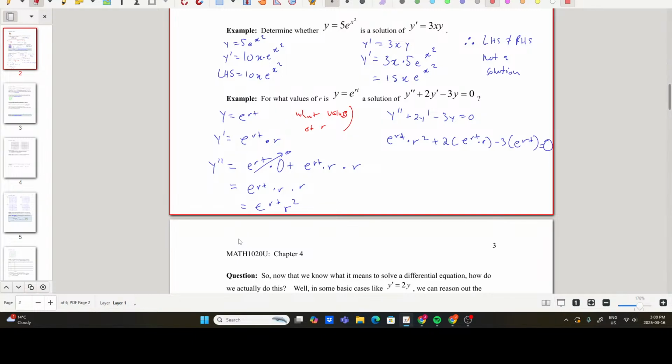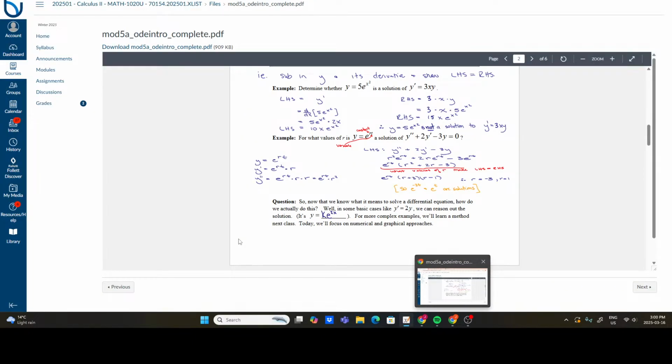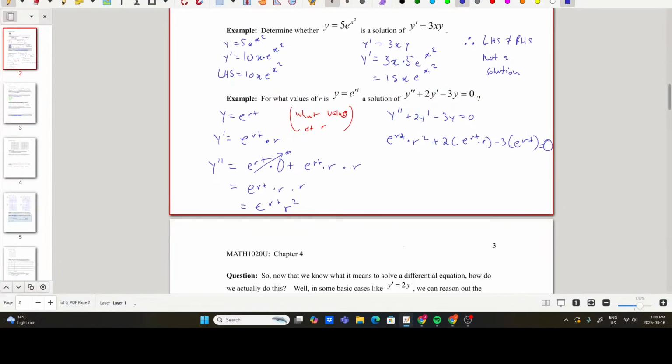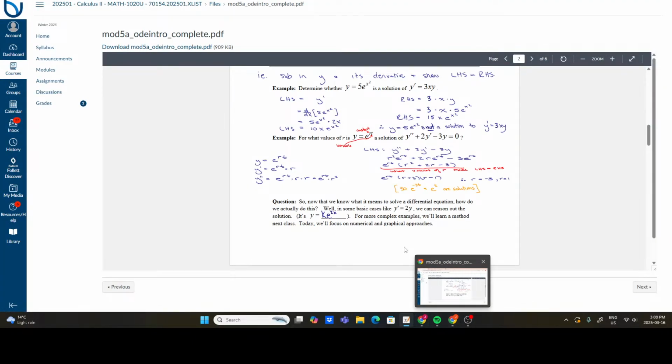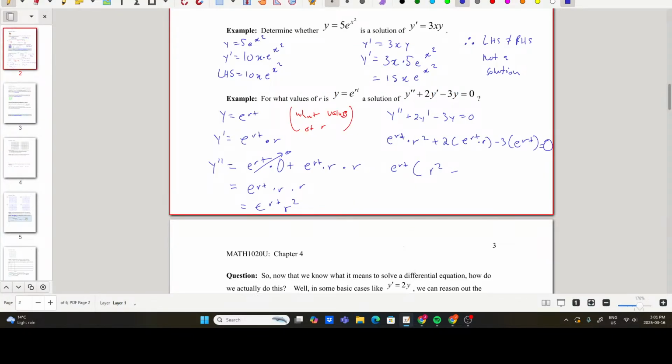Then we should take into consideration expanding everything. So we get e to the rt times r squared plus 2r. Oh, well, it's going to be pretty bad. So I'm going to take it from them, and it'll be e to the rt. You can factor out e to the rt, since e to the rt is common. And then you would have r squared plus 2r minus 3. So you'd have e to the rt times r squared plus 2r minus 3. That would make sense. Okay.